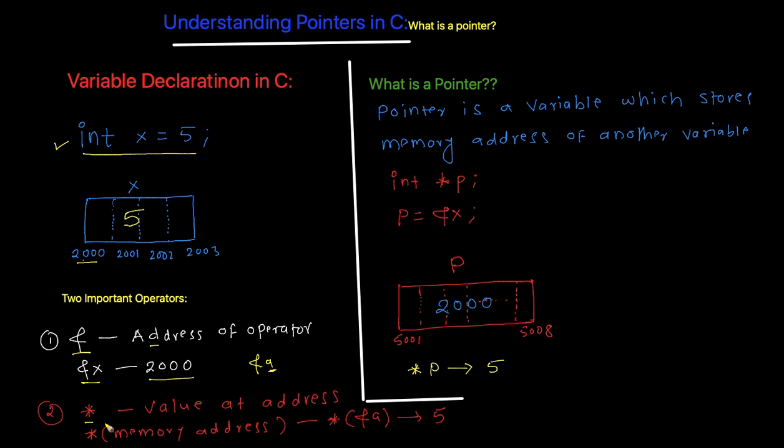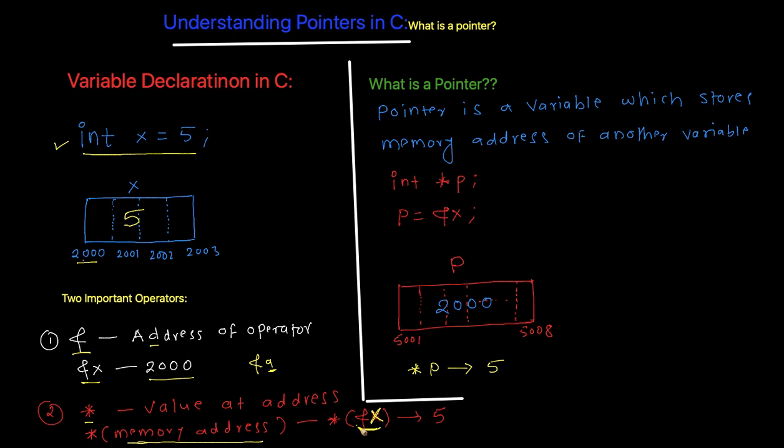This operator is called value at address. That means this star operator will give us the value at the memory address. So if I write star in brackets followed by some memory address, the star operator will give me the value at this memory address. For example, if I write star in brackets the memory address of x, this will return the value at the memory address of x.